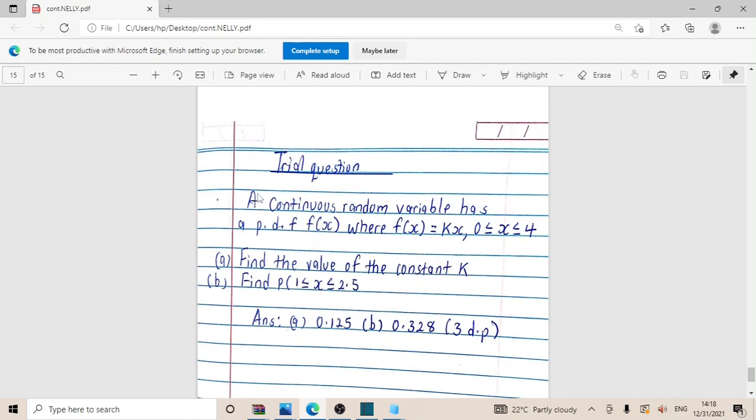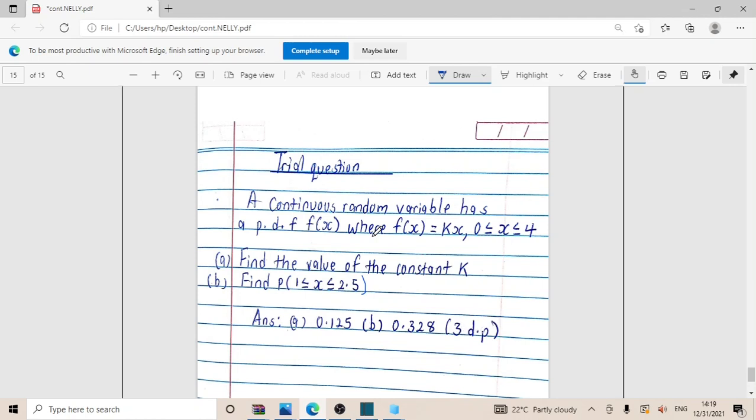So try out this question. A continuous random variable has a PDF of f of x, where f of x is equal to kx, and it's having a limit of 0 to 4. So find the value of the constant k, and find the probability of 1 less than or equal to x less than or equal to 2.5, and then I close bracket. This should be in a closed bracket. So that is that. Then your answer for A will be this, and your answer for B will be this, which I rounded off to 3 decimal places. So with that, if you get those answers, you would have understood this tutorial.